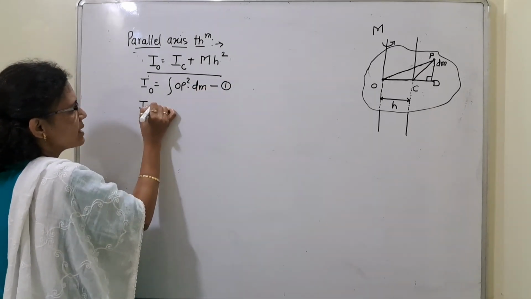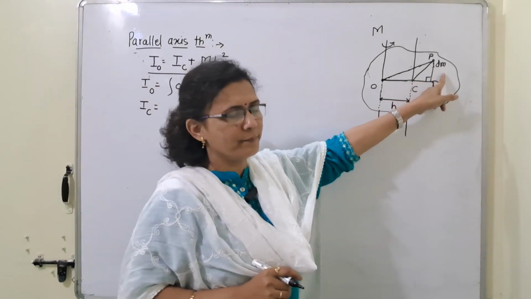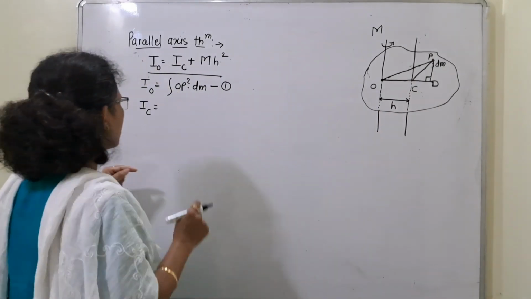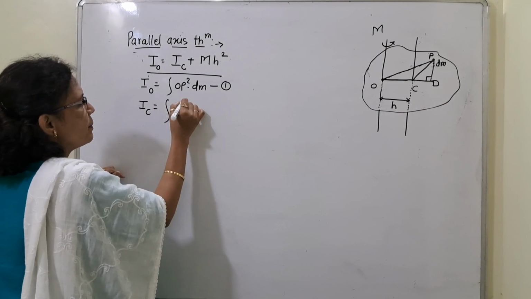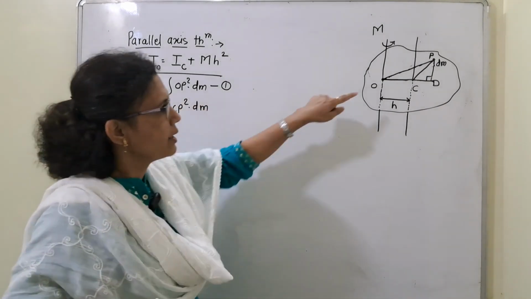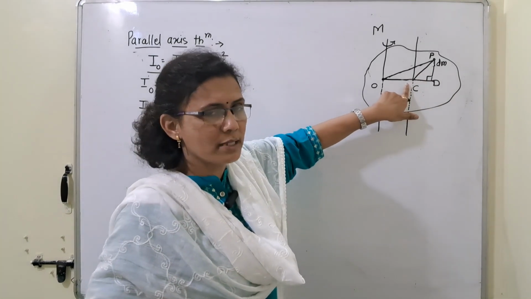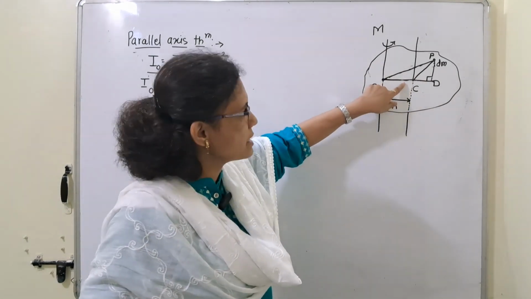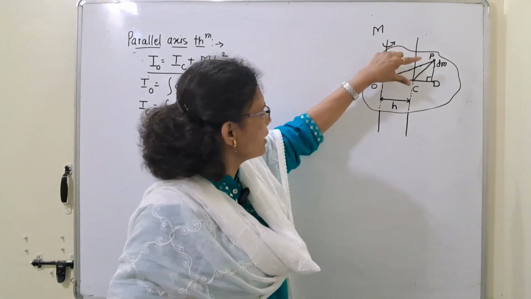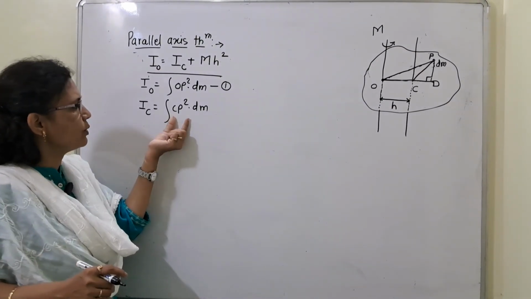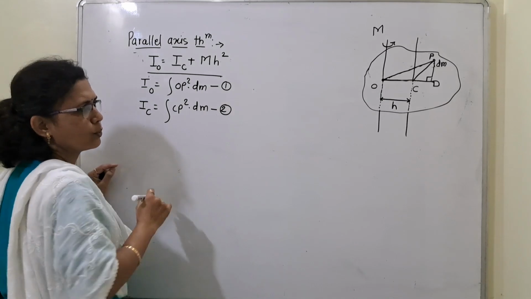Now, what will be IC? IC, that is the moment of inertia of this mass dm about the center of mass, that is about an axis passing through the center of mass. That will be CP square into dm. CP, because this is the distance CP from the center of mass, that is the axis passing through the center of mass. From this point C, the distance of this mass element dm is CP. Therefore, what will be the formula? Ic is equal to integration CP square into dm. Let this be equation number 2.